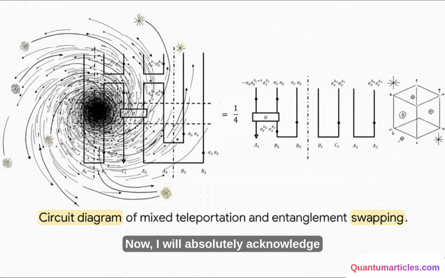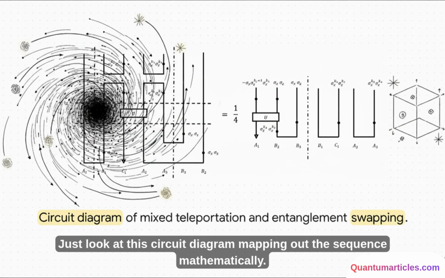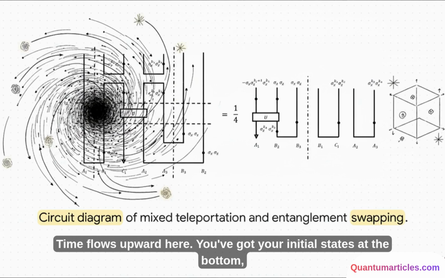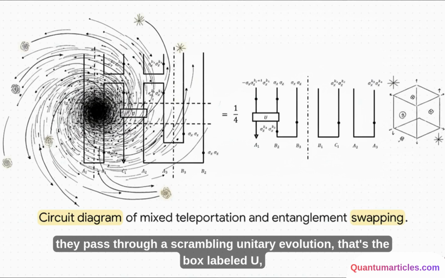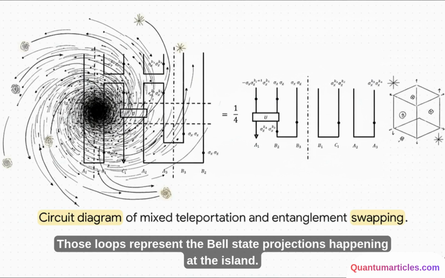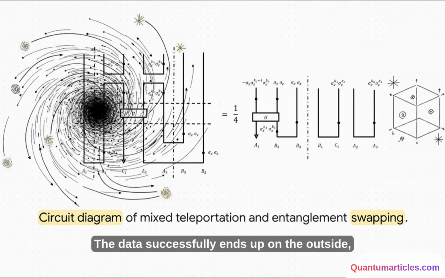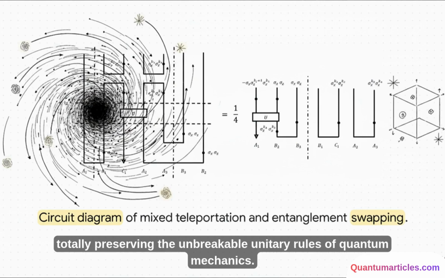Now, I will absolutely acknowledge that the underlying mechanics of this are incredibly complex. Just look at this circuit diagram mapping out the sequence mathematically. Time flows upward here. You've got your initial states at the bottom. They pass through a scrambling unitary evolution, that's the box labeled U, and then they hit those curved loops at the top. Those loops represent the Bell state projections happening at the island. The right side of the diagram shows you the mathematical equivalent. The data successfully ends up on the outside, totally preserving the unbreakable unitary rules of quantum mechanics.